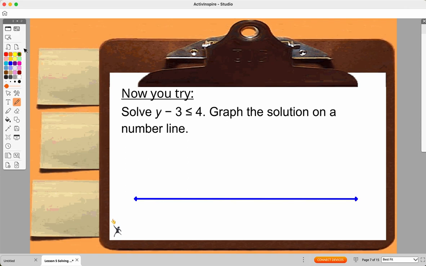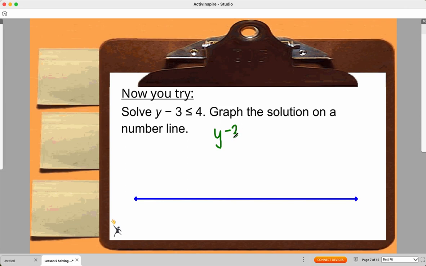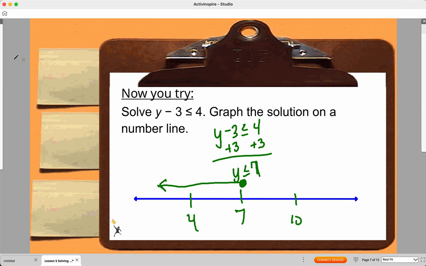All right. So same thing we did earlier. y minus 3 is less than or equal to 4. So we're going to use a positive 3 to cancel the negative 3. y is less than or equal to 1. Sorry, not 1, 7. Can't believe I made that mistake. That happens. Mistakes happen. We just have to make sure we learn from them. This time it's less than or equal to, just like the last one.